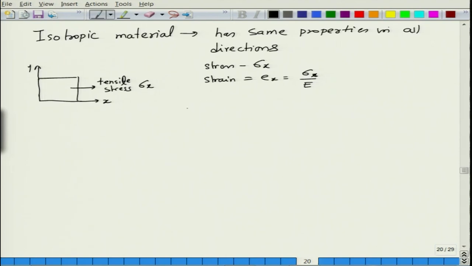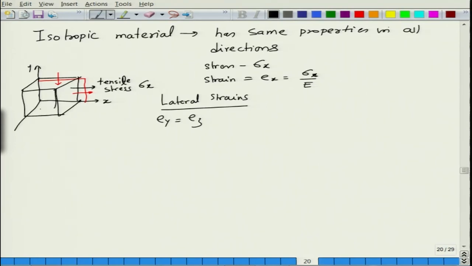All right. Now, if you apply your uniaxial stress, the material will deform, which means you will have strain in this direction, and you will also have lateral strain. So, let us see what the lateral strains are. Lateral strains will be in y direction as well as in z direction. So, if you have a three dimensional piece of material like this, let us say this is z. Then you will have strain in all three directions. You will have Ey, which is equal to Ez, which will be equal to minus nu Ex. This nu is basically Poisson's ratio.